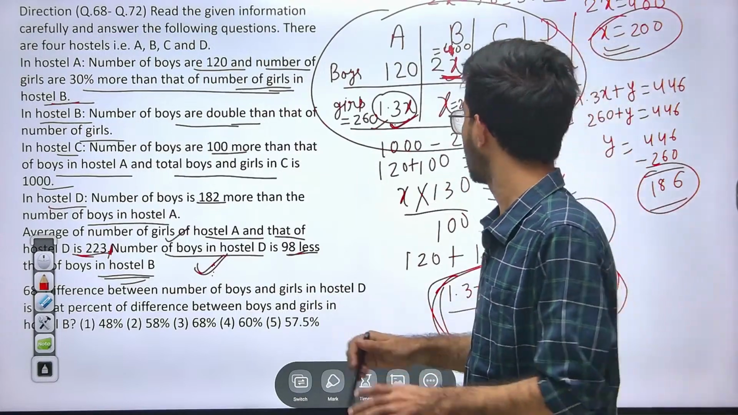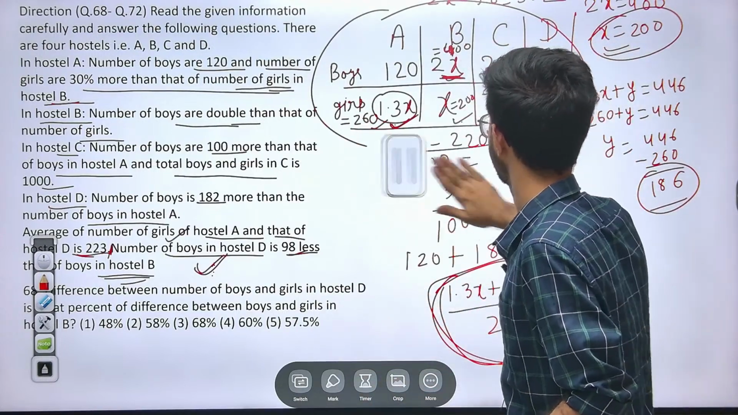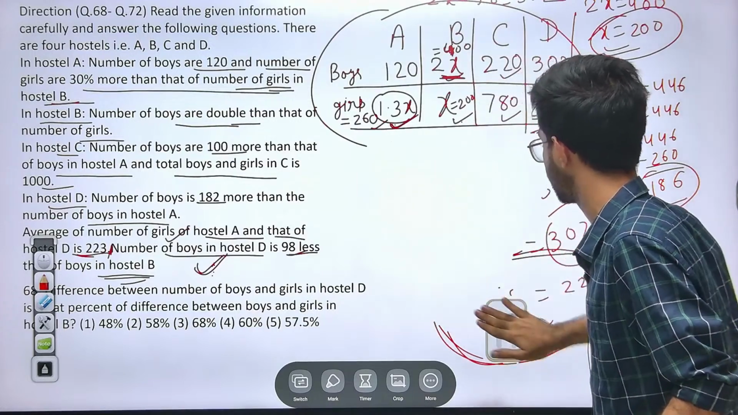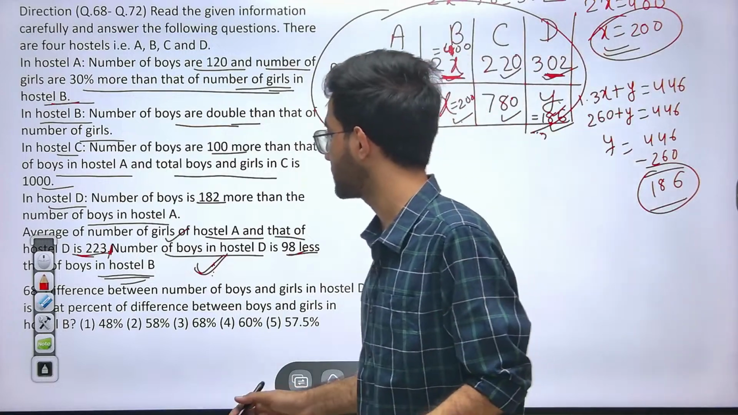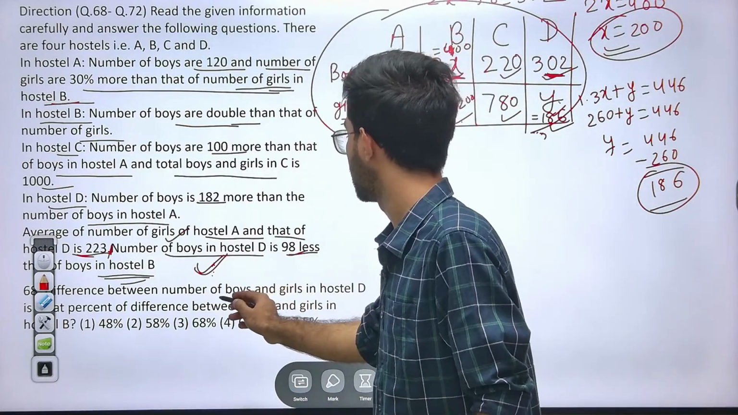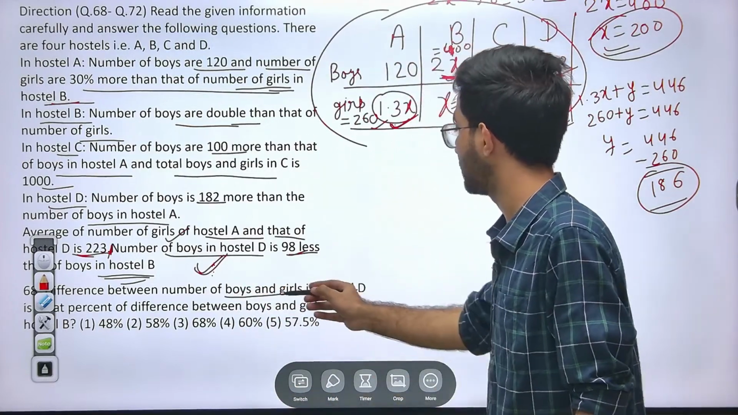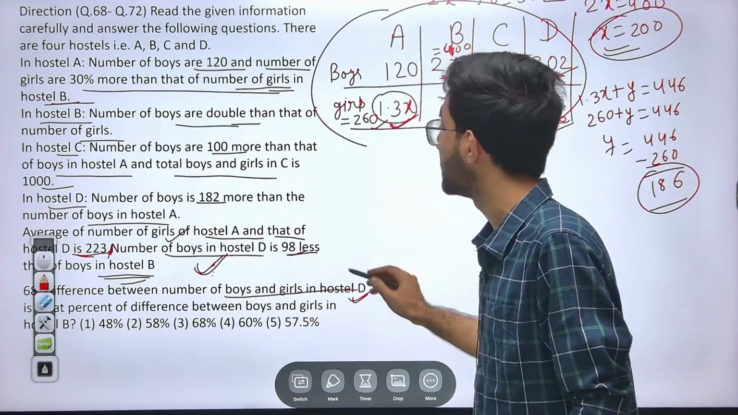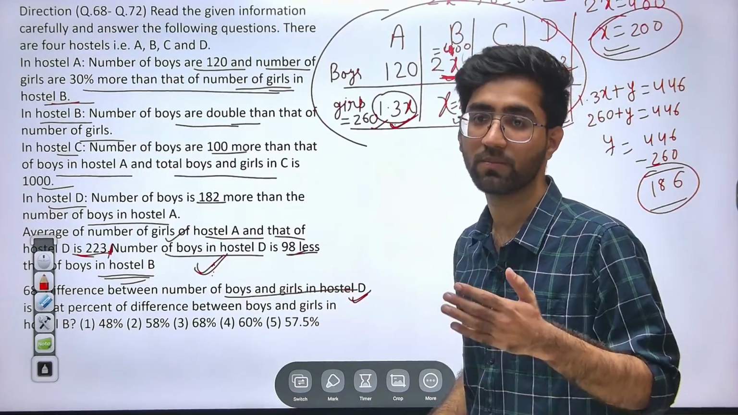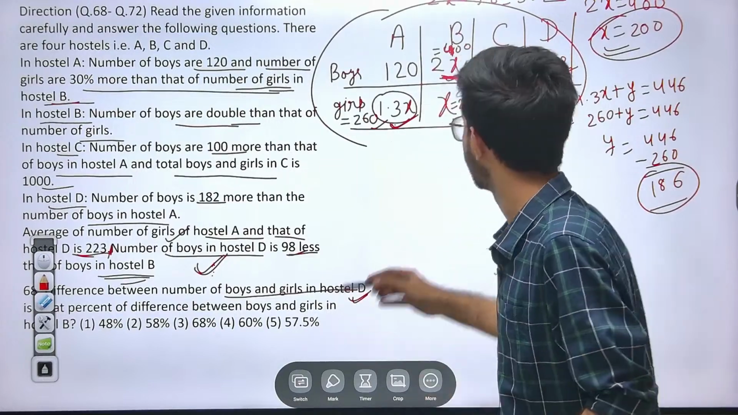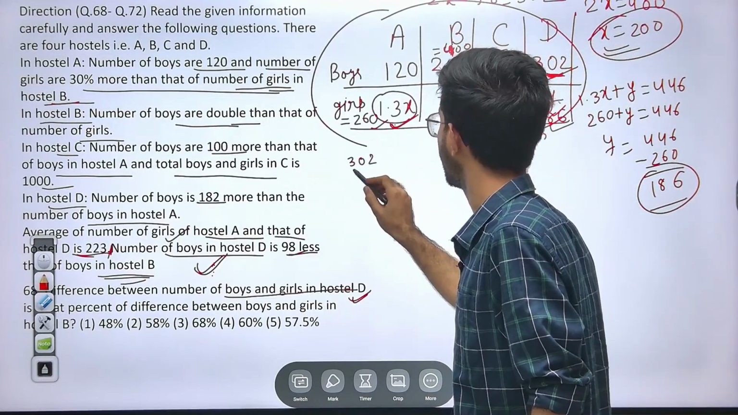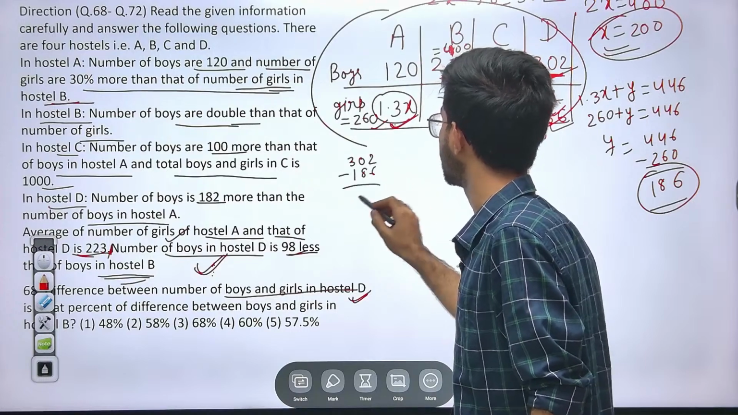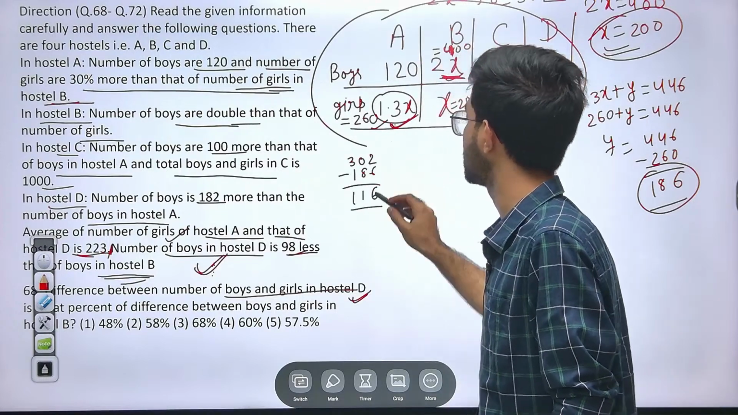Okay, so now we are going to erase all of these things. Let us look at the question. The question says the difference between number of boys and girls in hostel D. What is the difference? 302 minus 186. So basically this value is equal to 116.